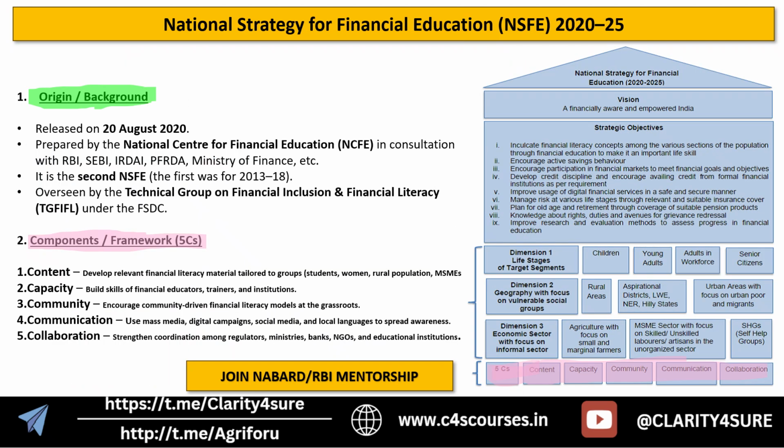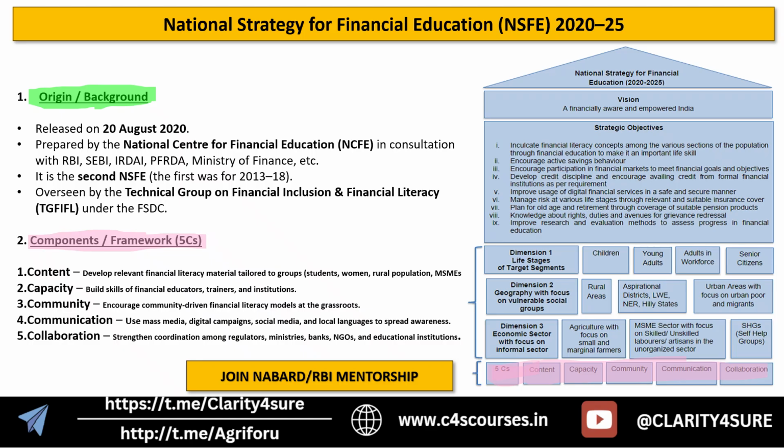Moving forward, National Strategy for Financial Education. Okay, for the period of 2020 to 2025, it was released in August 2020, and it has been prepared by the National Center for Financial Education in consultation with several regulatory bodies like RBI, SEBI, IRDAI, PFRDA, Ministry of Finance, etc. And why is this national strategy for financial inclusion important? Because the body feels that a financially aware and empowered India should be the vision. Okay, so what are the objectives?